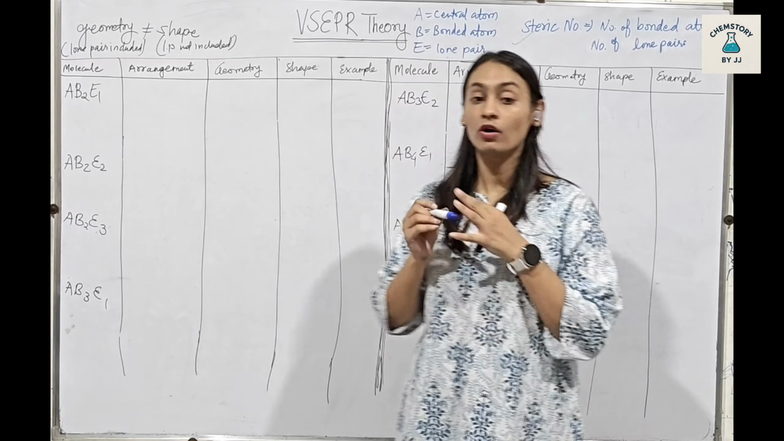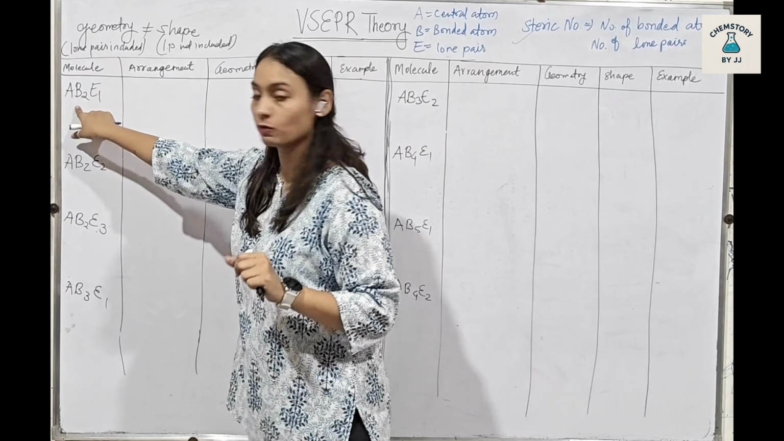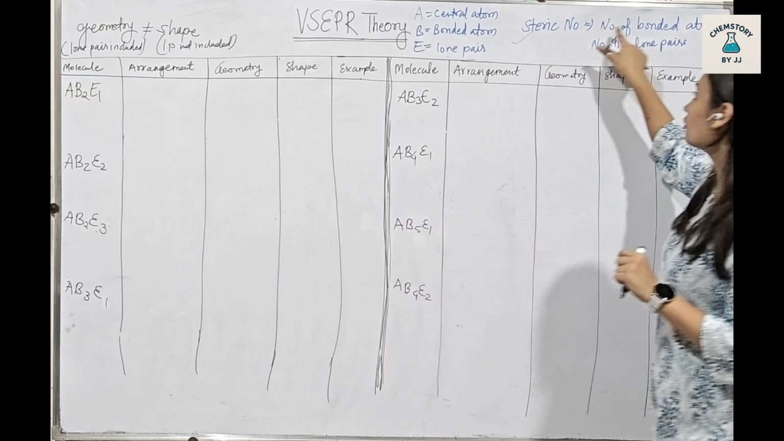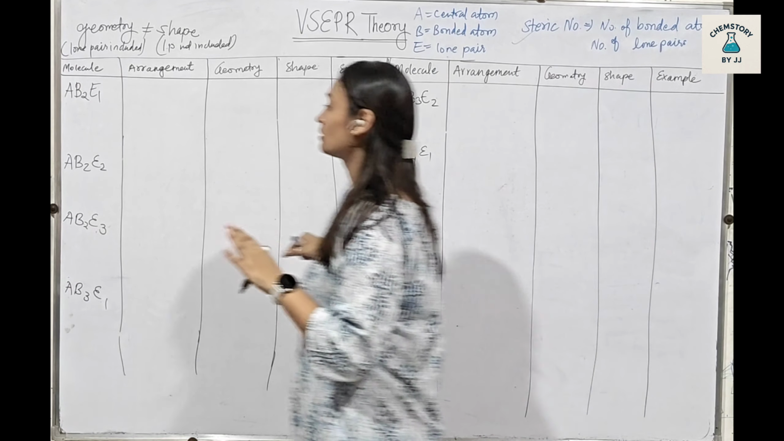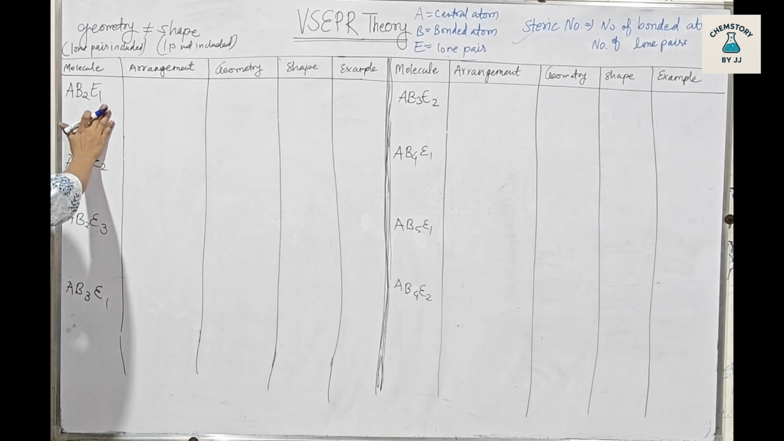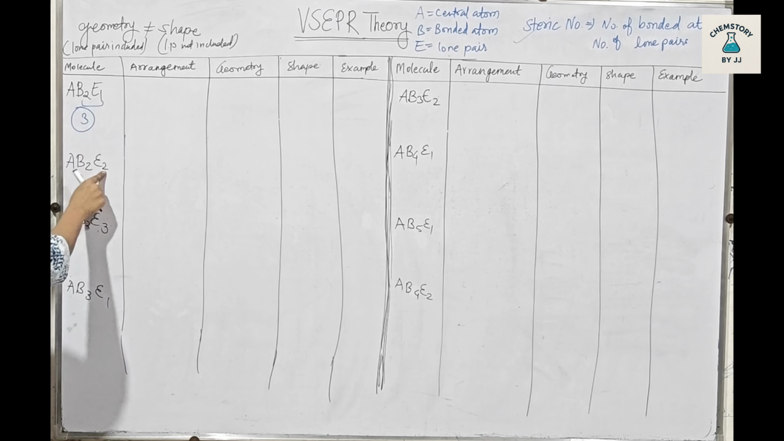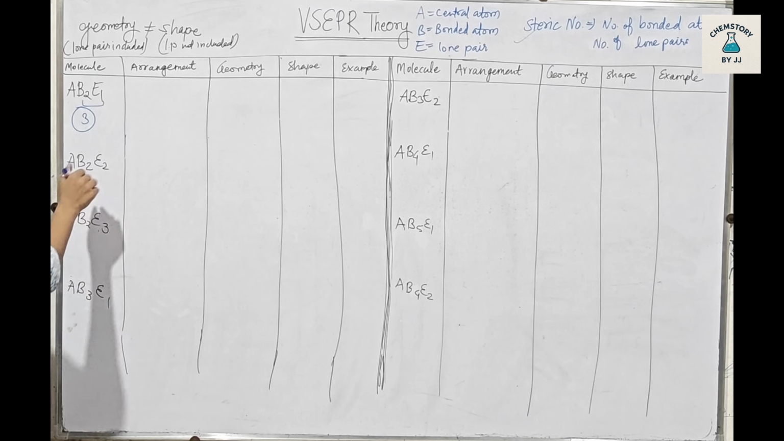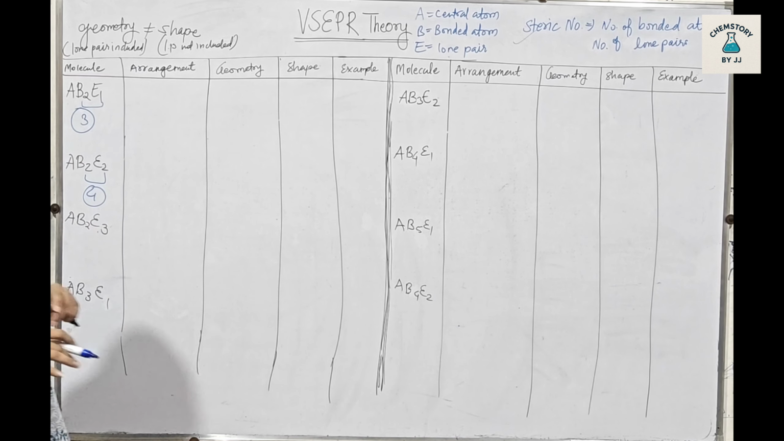But now, what would be the steric number for AB2E1? See. The total number of bonded atoms and total number of lone pairs becomes the steric number. So for AB2E1 molecule, 2 plus 1, 3 will be the steric number. AB2E2, 2 plus 2, 4 will be the steric number. And so on we'll discuss, right?